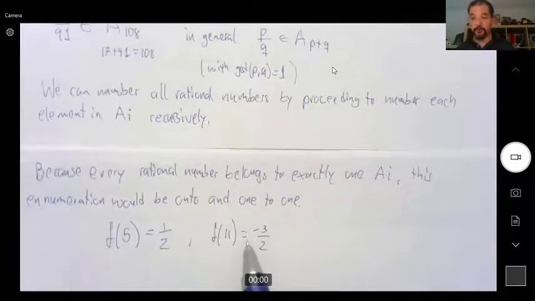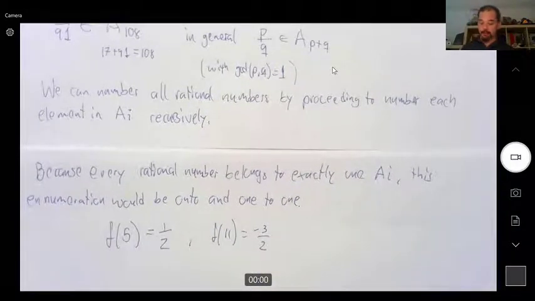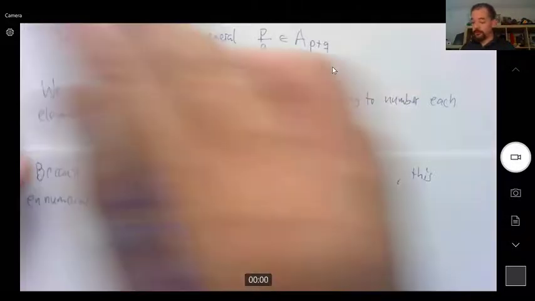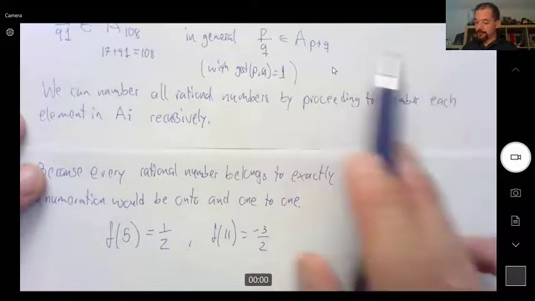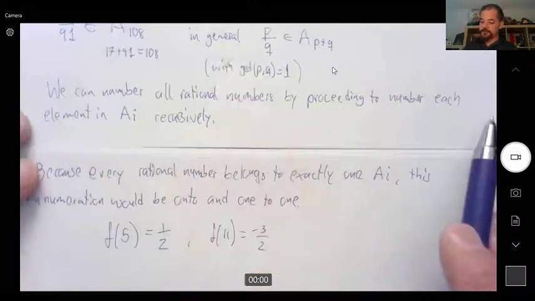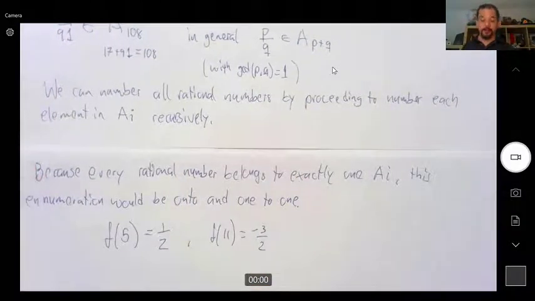But I'm not showing you a specific formula because that would be really, really complicated. But I hope you're convinced that when we do it, if we keep numbering like this, then every rational number will appear in this list at some point, and we will never have repetitions.